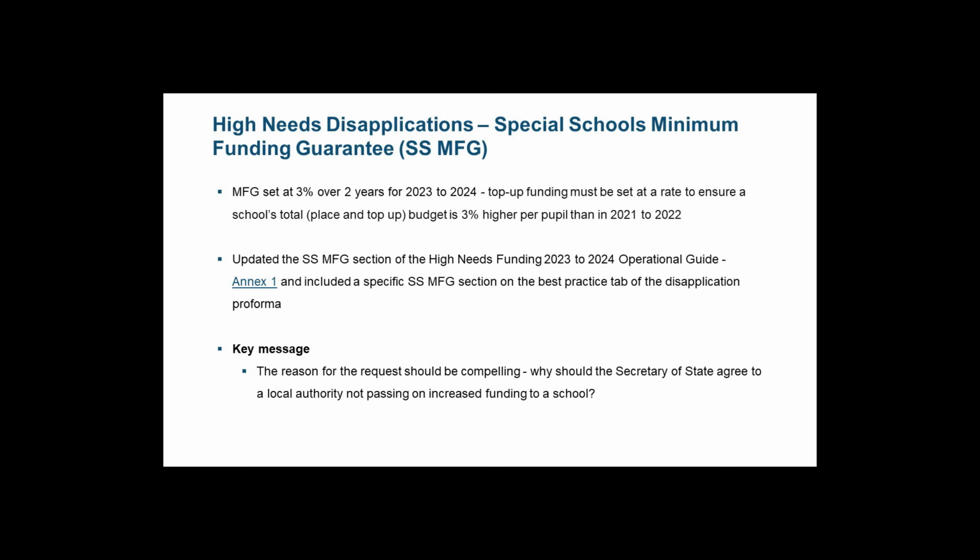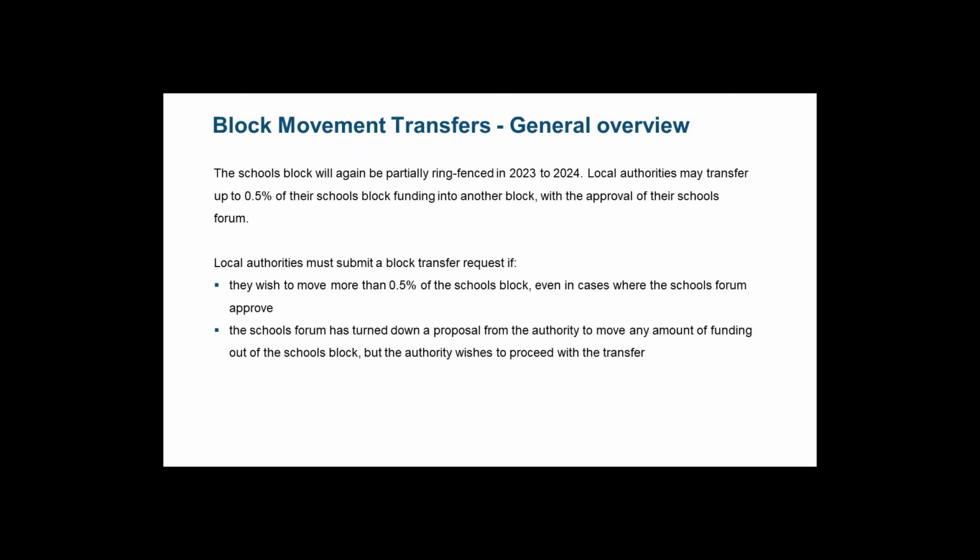I'm now going to hand back to Karamia to talk about block movement disapplication requests. Thank you, Andrew. Okay, so just to run you through the block movement requests then, as you can see from the slide on the screen, the schools block will again, like previous years, be partially ring-fenced in 23-24. This basically means that you can transfer up to 0.5% of your schools block funding over into another block, but that must have the approval of your schools forum.